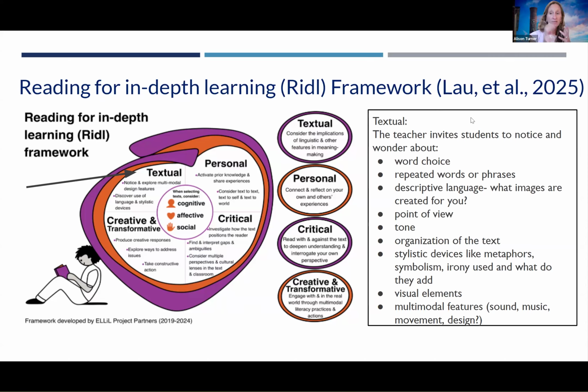Maybe it's a repeated phrase or repeated word in the text and wondering what the purpose is of that. It's also thinking about descriptive language use, what images are created for the learners as they read the text. They want to think about what the text tells us about the point of view of the author. We should also be able to analyze the tone of the text. What's the tone of it?